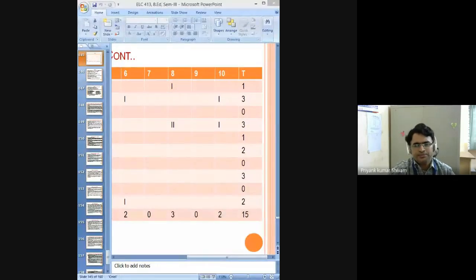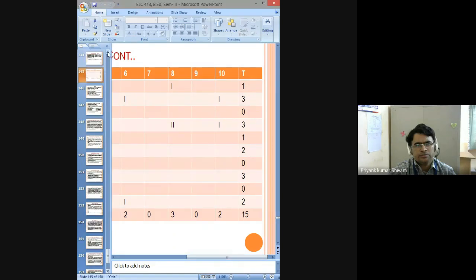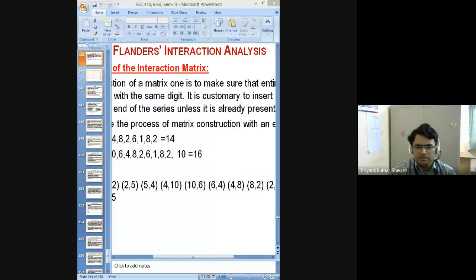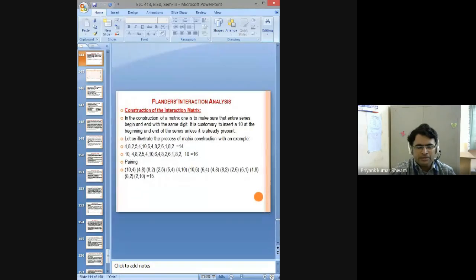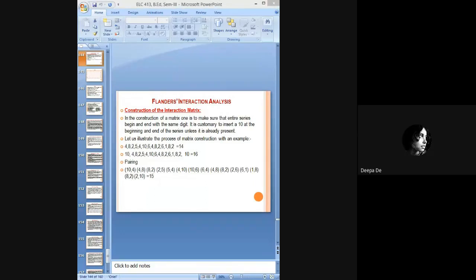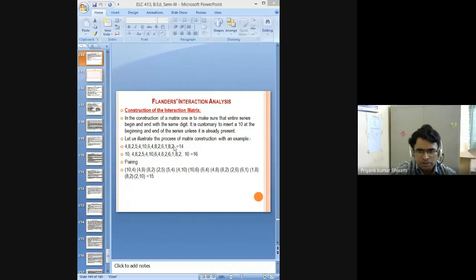Okay, so we are coming to the matrix part. So see what we took yesterday. Yesterday we took this problem. On the basis of this problem, is it visible now? Yes, sir. Okay, good. So last day, that means yesterday, we took the 14 numbers.